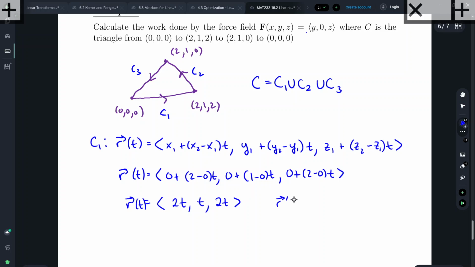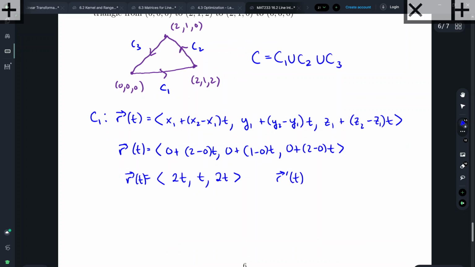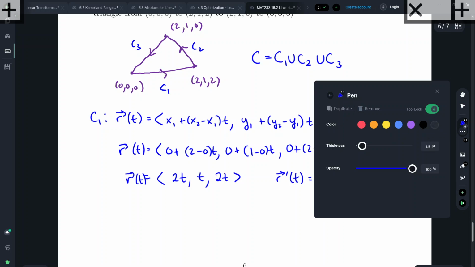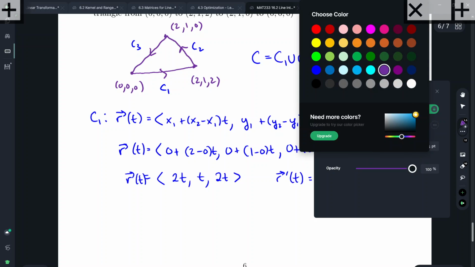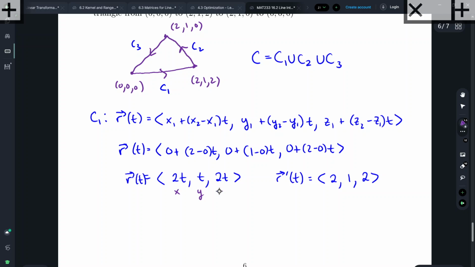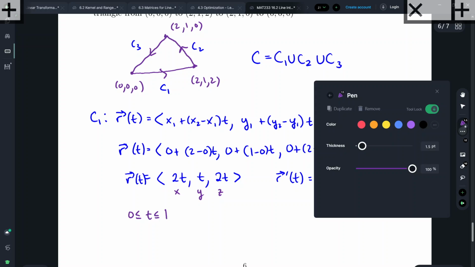What about r prime? We're going to need that also for the line integral. Taking the derivative of each component, this is just 2, 1, 2. This is x, this is y, this is z, and these are the derivatives: x prime, y prime, z prime. And again, as I said before, for a line segment, we take t going between 0 and 1.